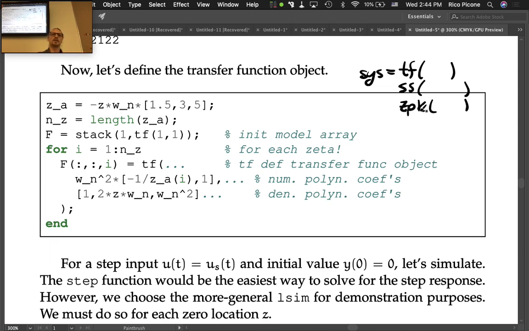All of those work to define a system in MATLAB, and we can simulate those systems for their transient responses as follows. But I wanted to do something a little bit different. There's this more advanced object called the model array, and you can initiate one by using the stack function.